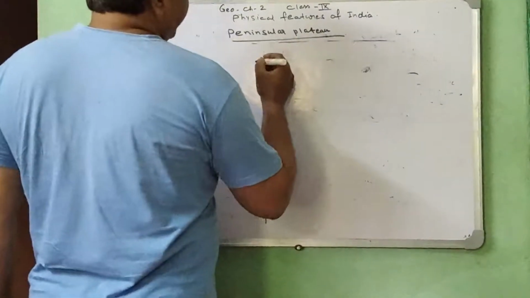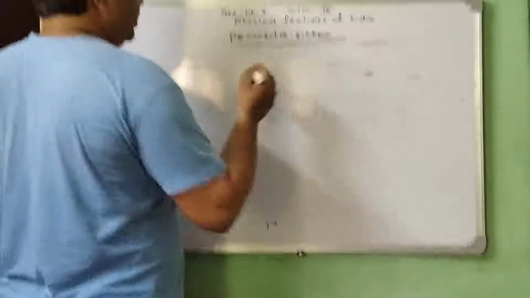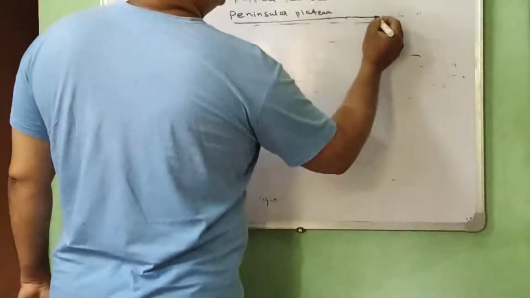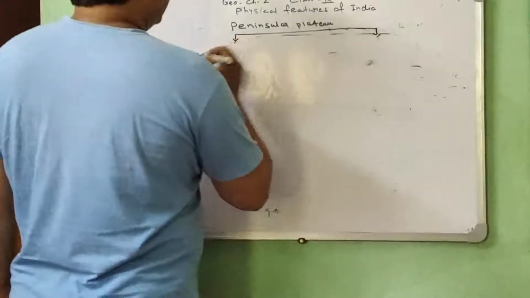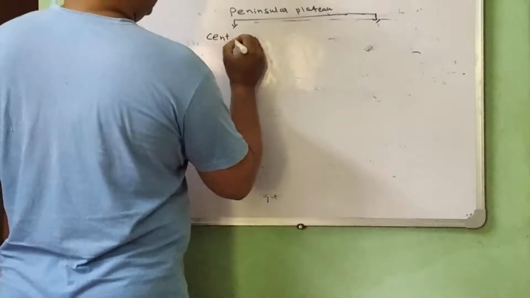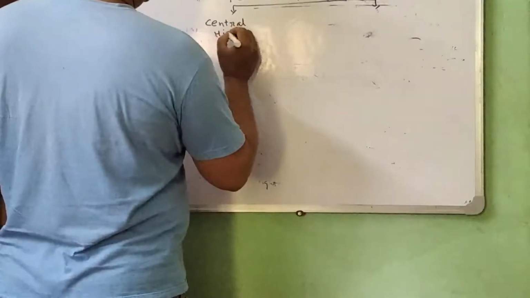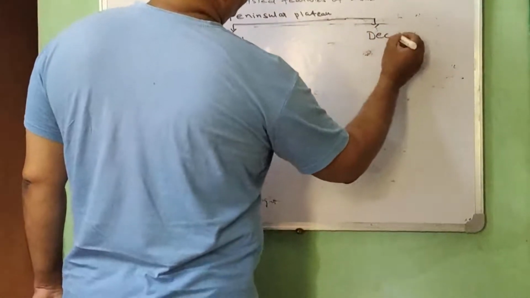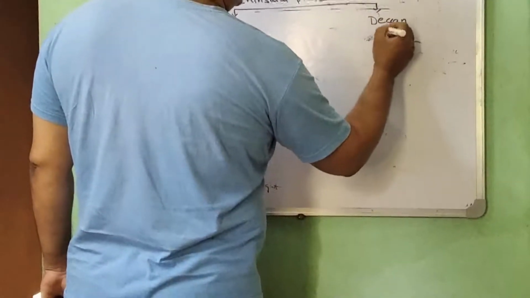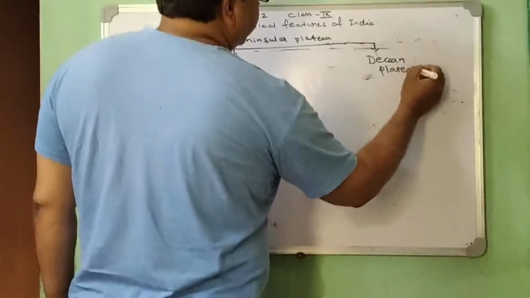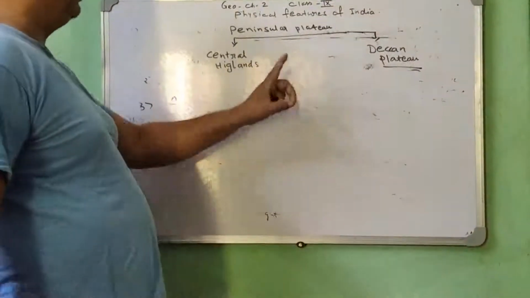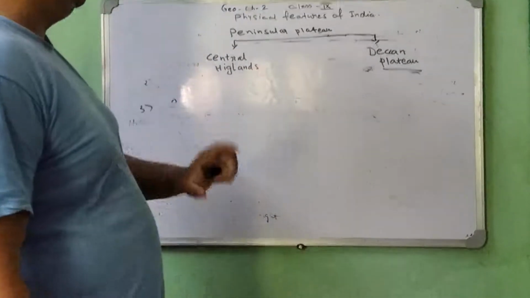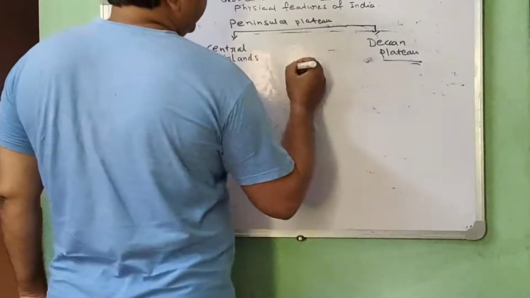So the peninsular plateau, where is it located? The peninsular plateau is divided into two categories. One is the central highland and the other is the Deccan plateau. So we have to study after making a map.